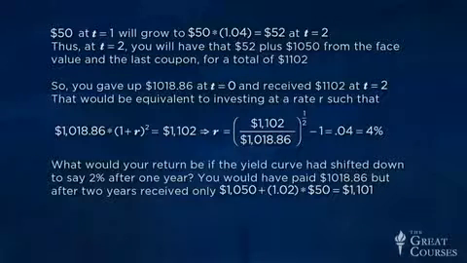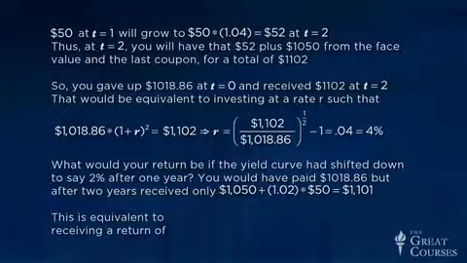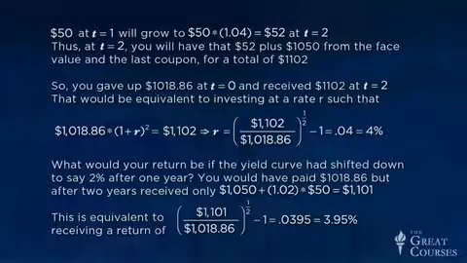Now, what would your return be if the yield curve had shifted, say, down to 2% after a year? That is, it was flat at 4% and it shifted down to 2%. Then you still will have paid $1,018.86, but you would have received after 2 years only what? $1,050 for the face value and the last coupon, but your $50 that you got at year 1 will have grown only to what? $51, because of the 2% return. This is then equivalent to receiving a return of 1,001 divided by 1,018.86. Take that to the square root, minus 1. That equals only 0.0395, or 3.95%, not 4%.